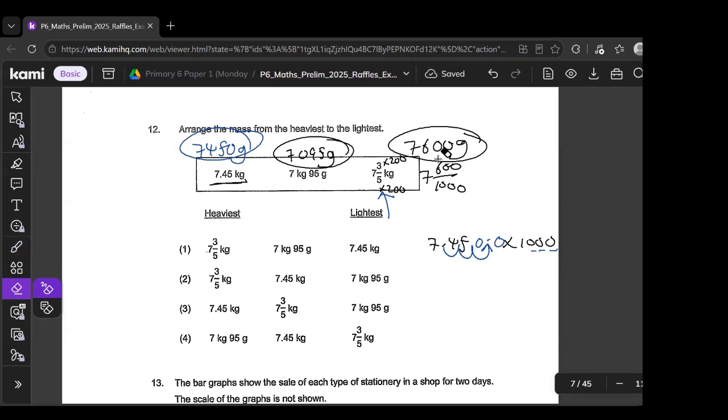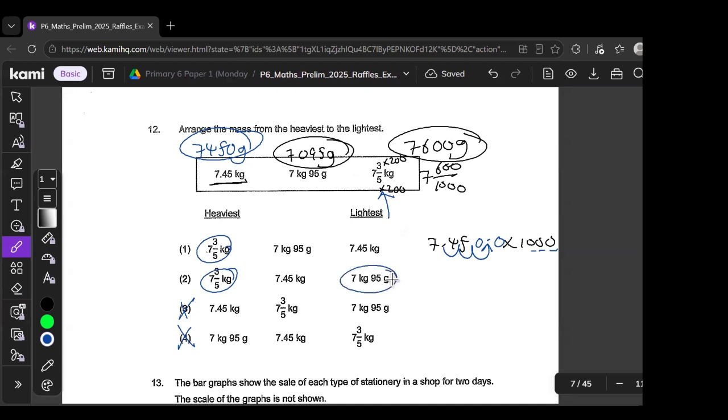So which is the heaviest? The heaviest is 7 and 3/5. So it's either this or this. So 3 and 4 is out. Which is the lightest? The lightest is 7,095 grams, which is here, right? Okay, that's the lightest. So your number one is also out. So your answer must be number two.